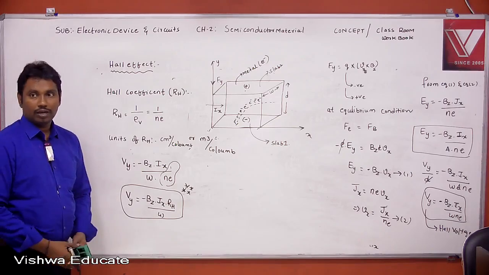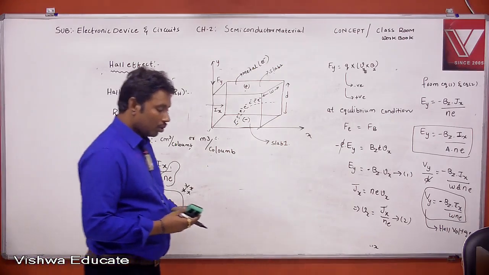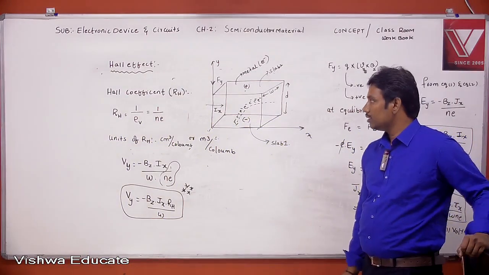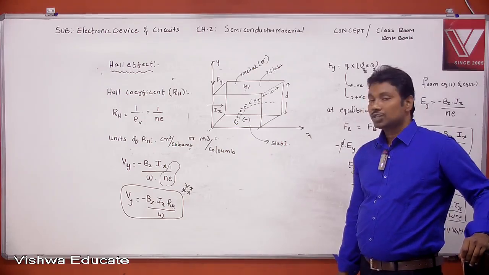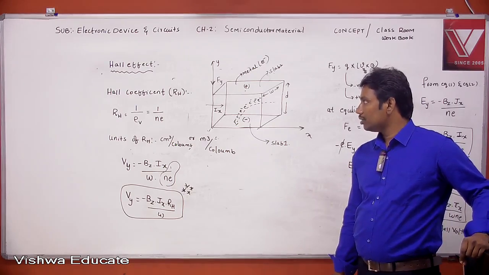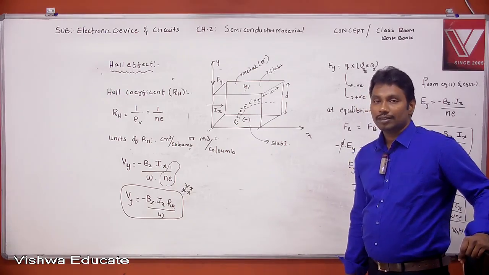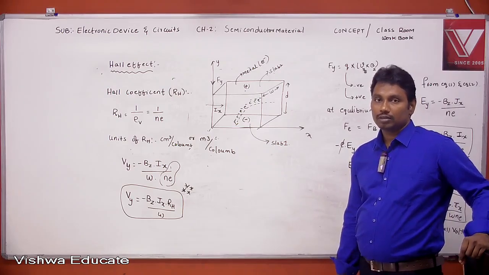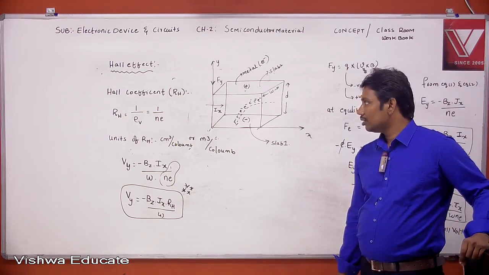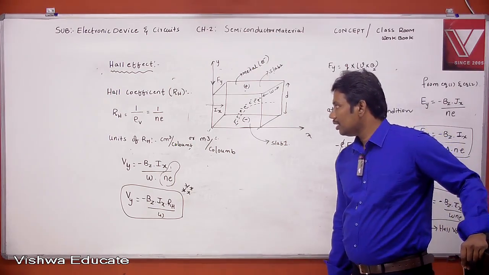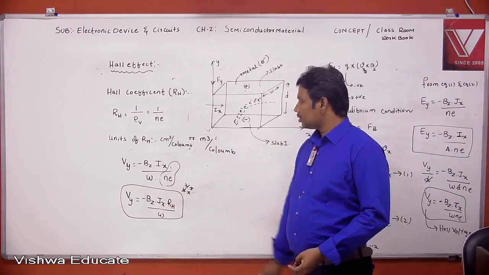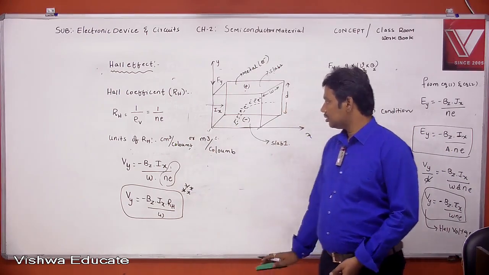Copy. Add in the notes. Hall coefficient: it is the reciprocal of charge density. That is RH equal to 1 by rho v, which is equal to 1 by Ne. Right? Copy the units of RH and copy the relation.